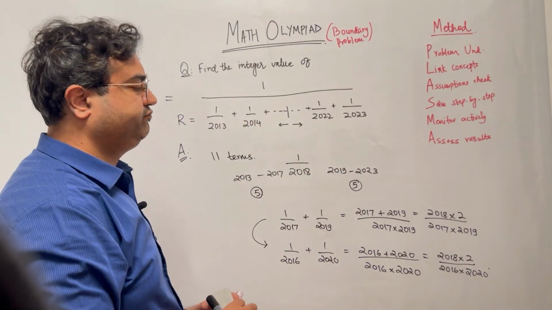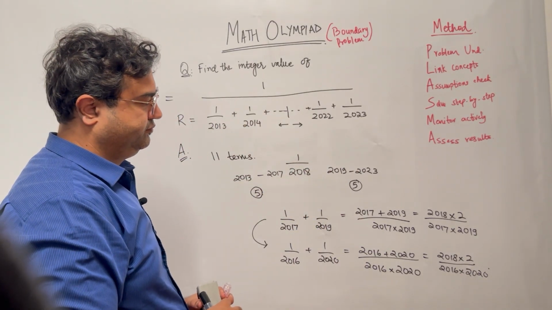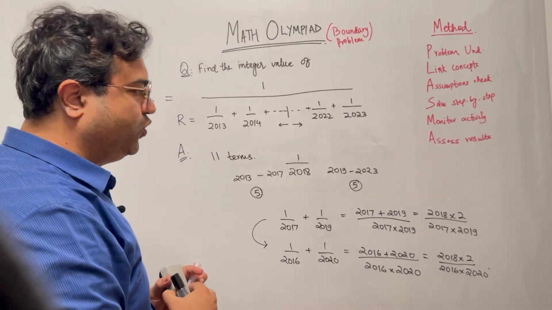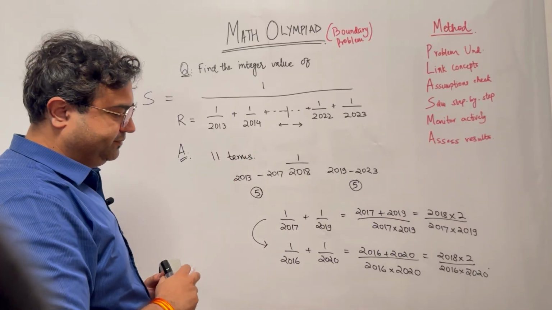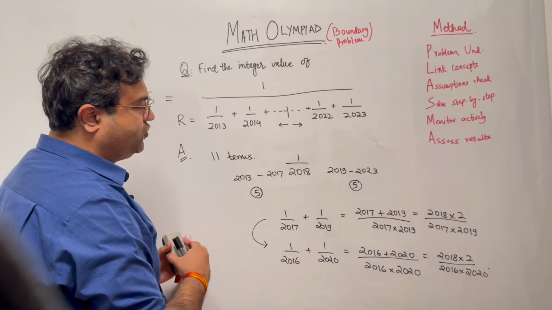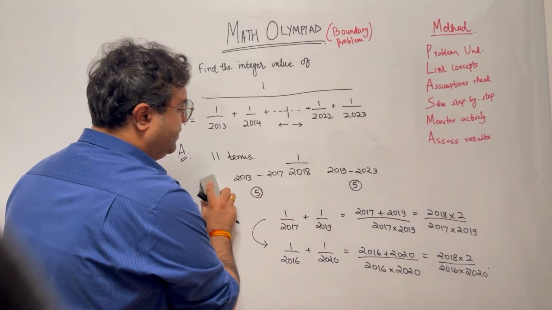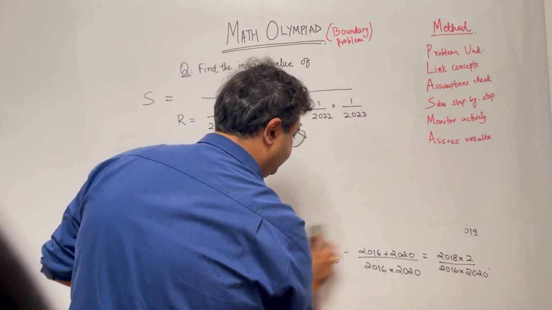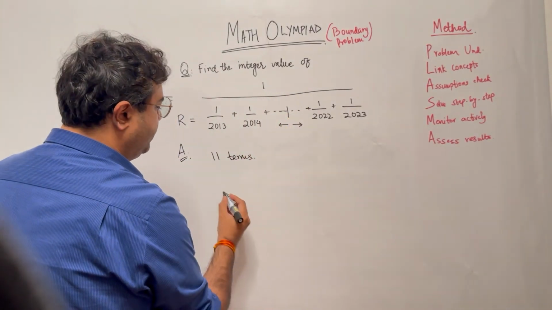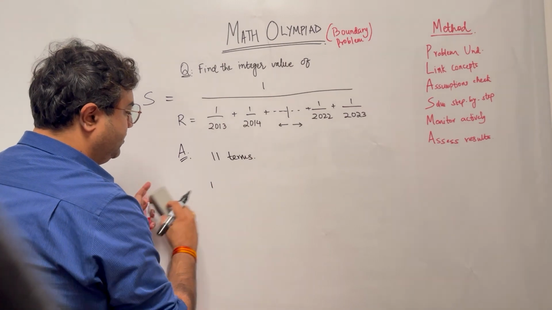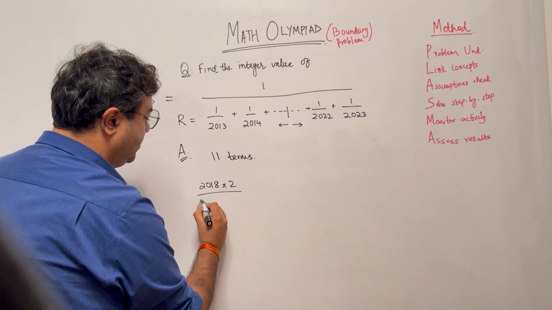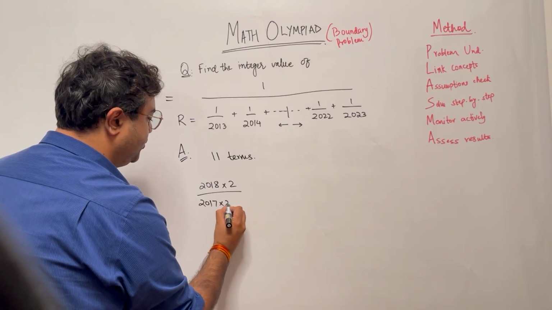Okay. Still, there's a lot where we are going, right? It's a long way. So after this, once you sum it up, how will it look? From the term which is right around it, we will have 2018 times 2 upon 2017 times 2019.